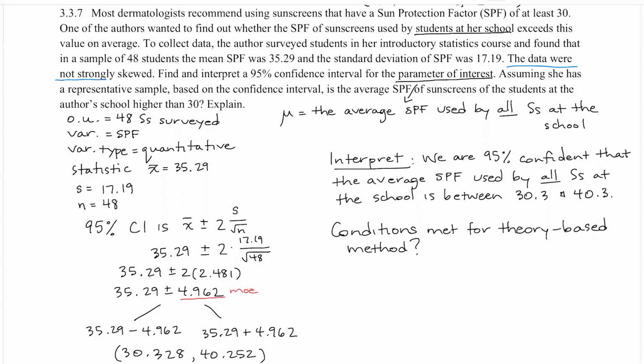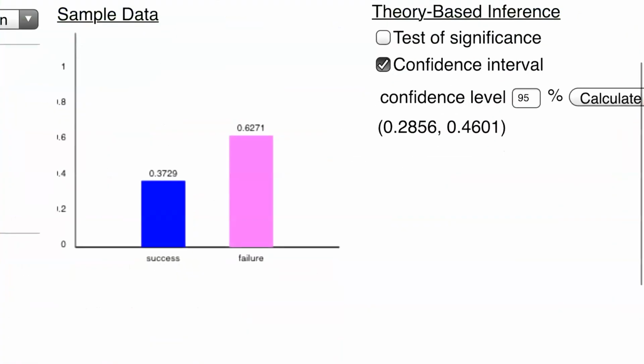So in order to know the distribution of the sample data, we would have to have the actual data, and we don't have that. We were only given the summary statistics. But we were told the data were not strongly skewed, and we have a sample size bigger than 20. So we can say yes. Sample size is bigger than 20. And we were told no strong skew in the data.